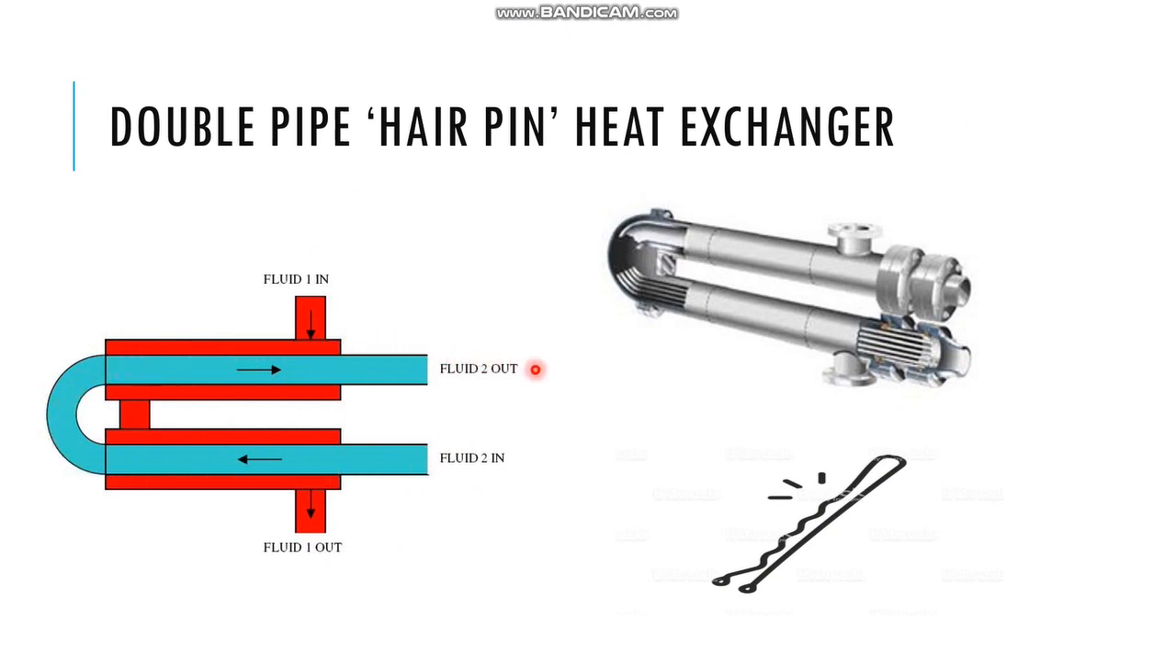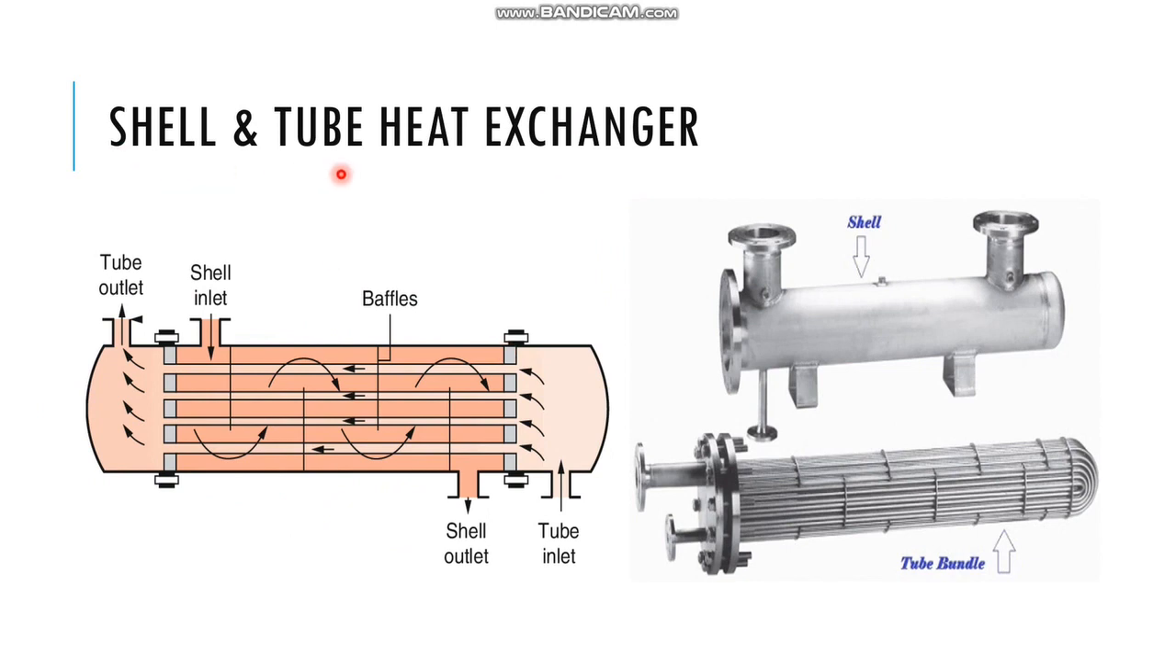The second one is the shell and tube heat exchanger. It comprises a bunch of tubes. It is the most common configuration in industries, and it has baffles so that the fluid flowing in from the shell inlet flows in a cross flow instead of just countercurrently.